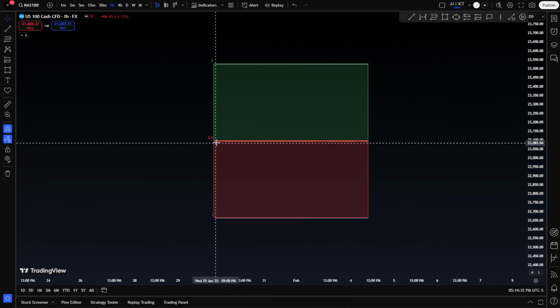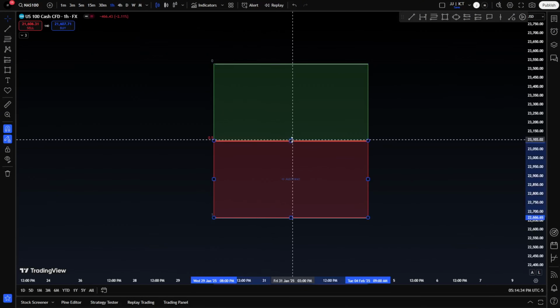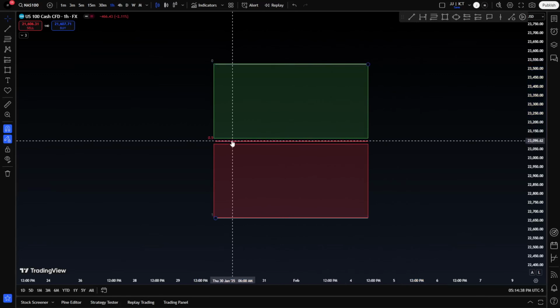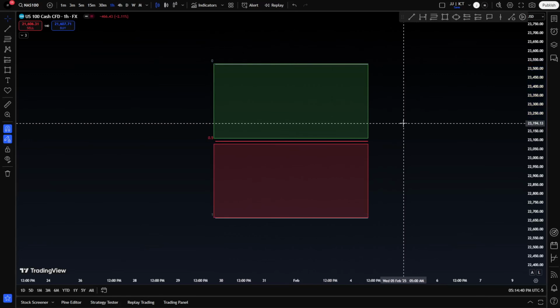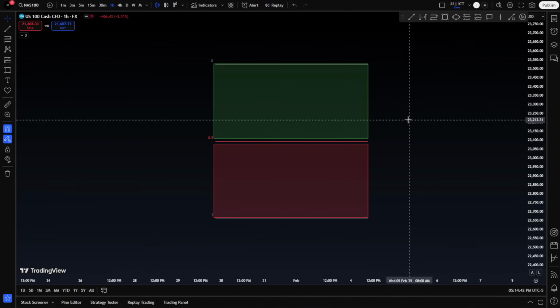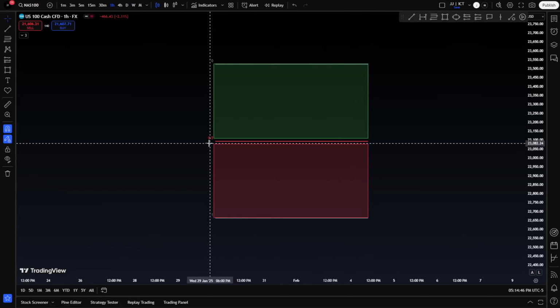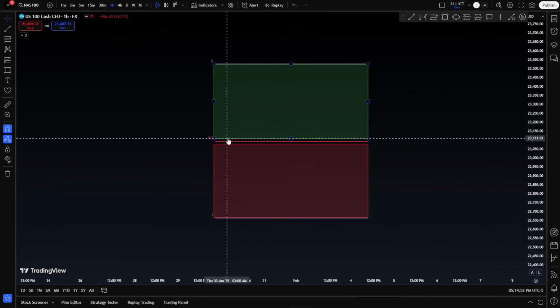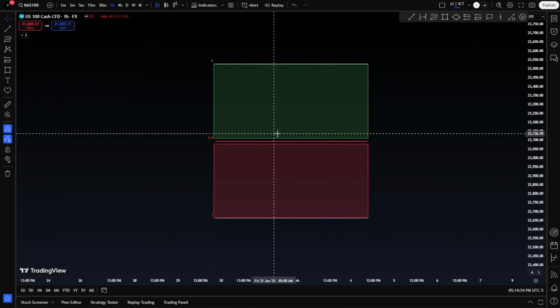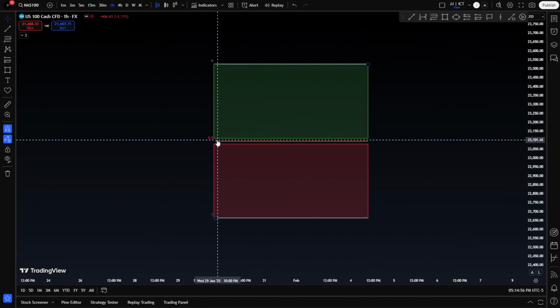Now, do you see that little line in the middle? I just blocked it off with the boxes, but if I pull this down just a little bit and pull this up just a little bit, you can see that line in the middle. That's the half point of whatever you draw it from. If this is a high and this is a low, that midpoint is the half of that entire range. That midpoint is called the equilibrium. This is how you're going to find the premium and discount ranges.